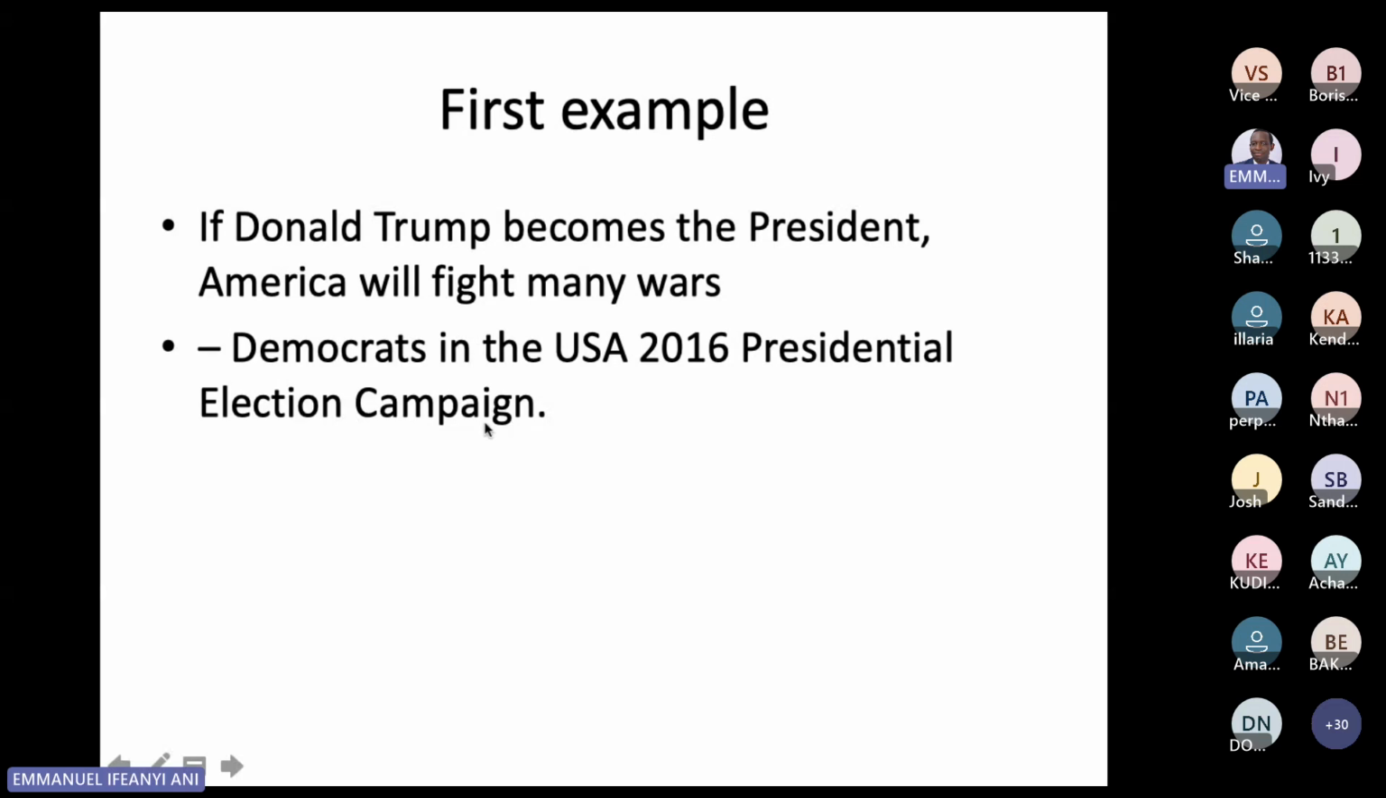Now, we know Donald Trump is aggressive. Sometimes he talks anyhow, but for him to put the country in several wars is another issue.